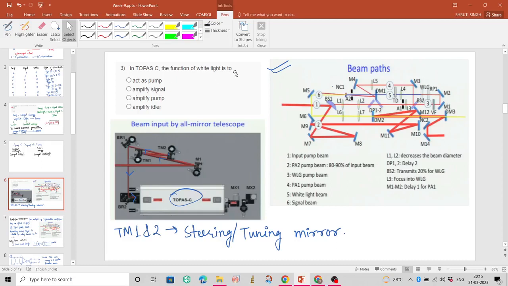The white light is used to amplify the signal. So first amplification, white light also has signal. We could have used some kind of filter to get the signal, but that would be of much less intensity. So the first part of amplification is done here at NC1, and then it goes to NC2 to amplify more. So first one is NC1, first amplification.